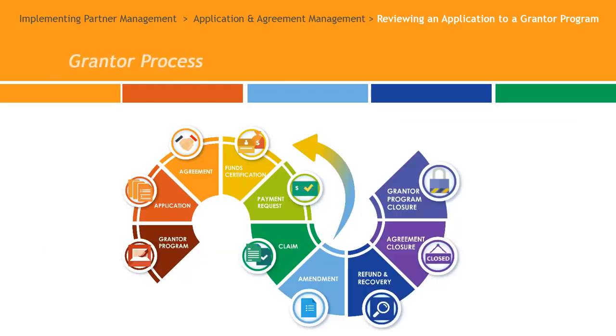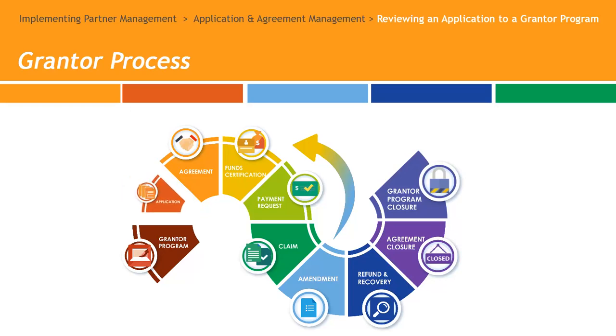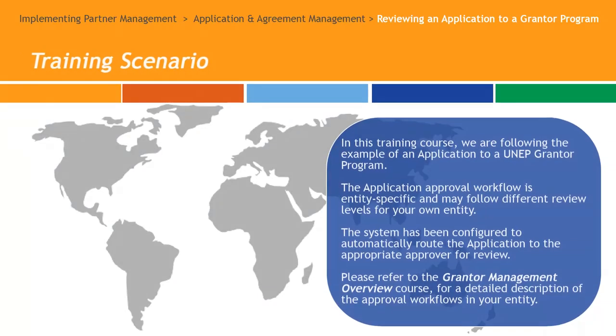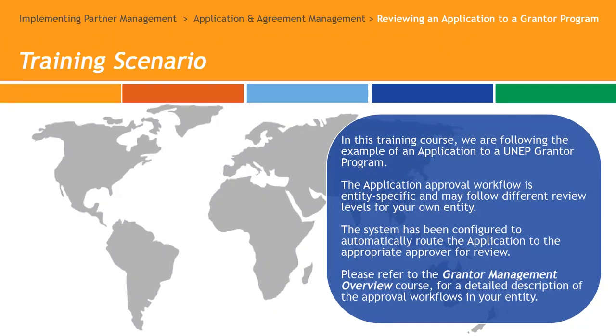Let us revisit the grantor process overview. We are still in the second phase, the application. After the grantor program has been created and submitted for approval, the application must undergo a selection review. In this training course, we are following the example of an application to a UNEP grantor program.